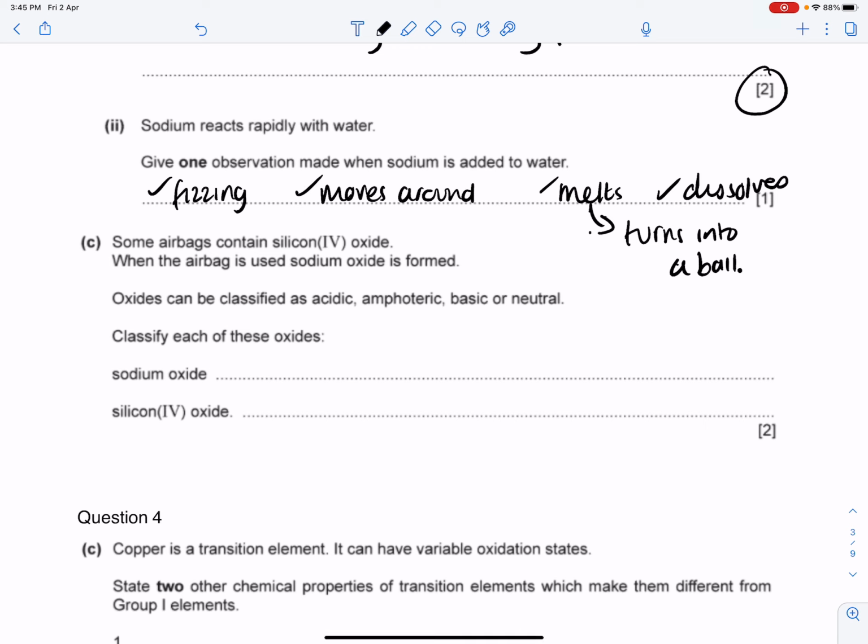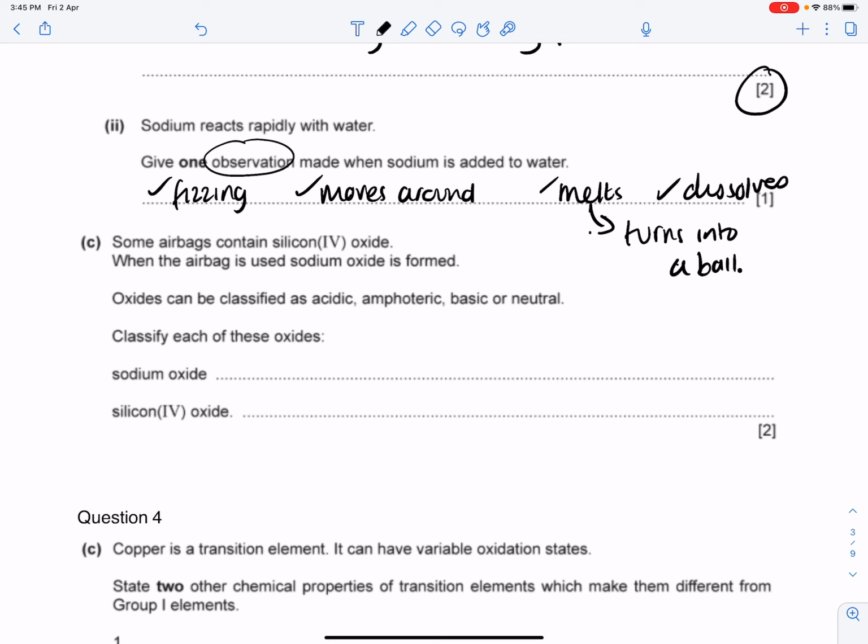Those are all the things that you would observe. When it says observation, what it wants you to do is to write what you see. It doesn't want any kind of science explanation. They don't want to say, oh, it fizzes because it forms a gas. It's not asking you to explain, it's just saying, what would you see?